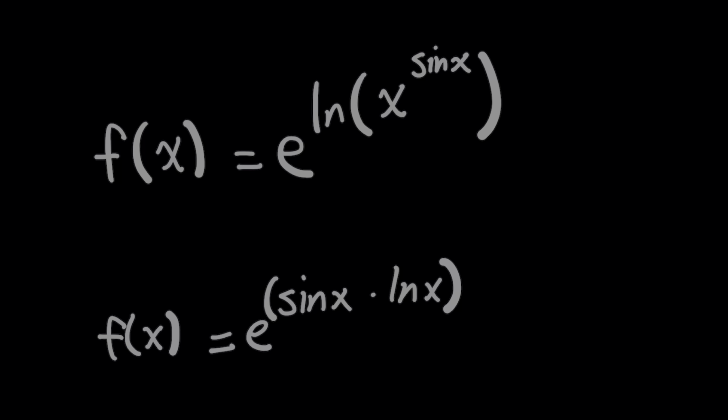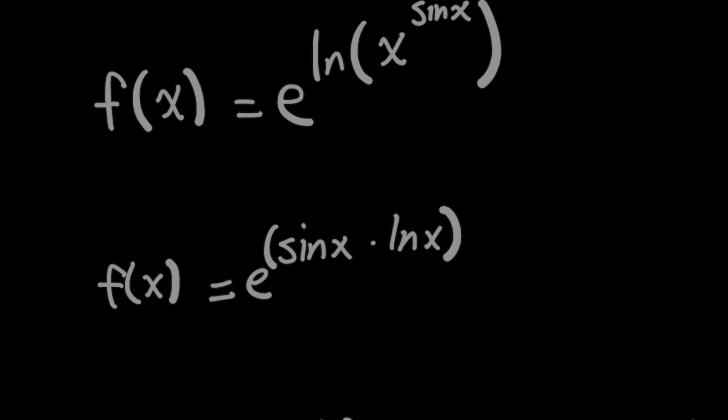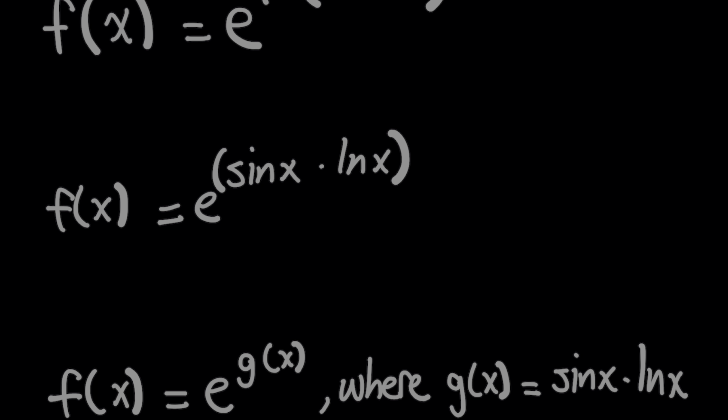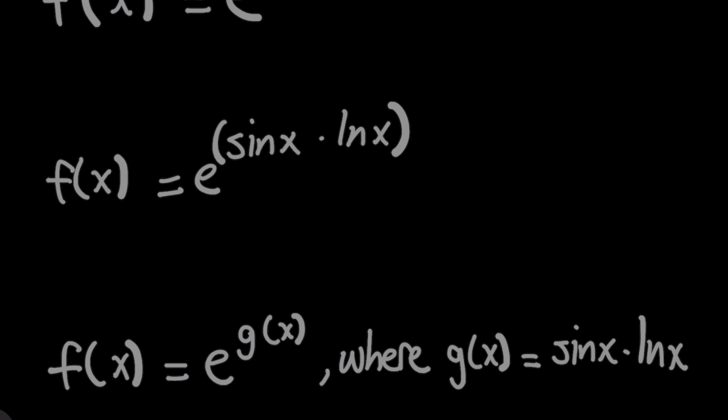So for the chain rule here, to make this look like a composition of functions, I'm going to let g of x be some new function where I say that g of x equals sine of x times natural log of x. And that allows us to write f of x as e raised to the g of x. And the reason we're doing this is if you remember, for using the chain rule on e functions, the derivative of f of x here is going to be e to the g of x times g prime of x, which we need to find in the next step.